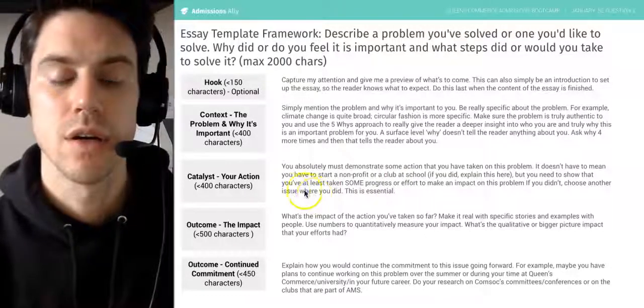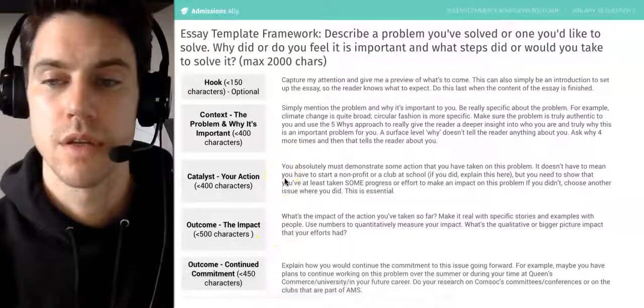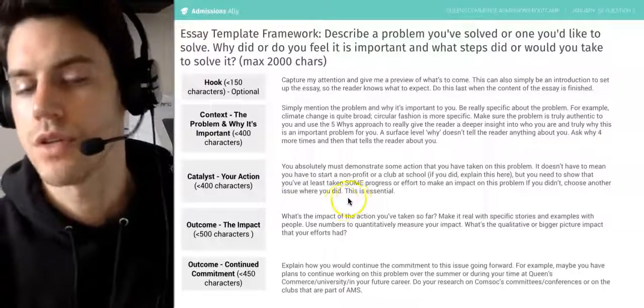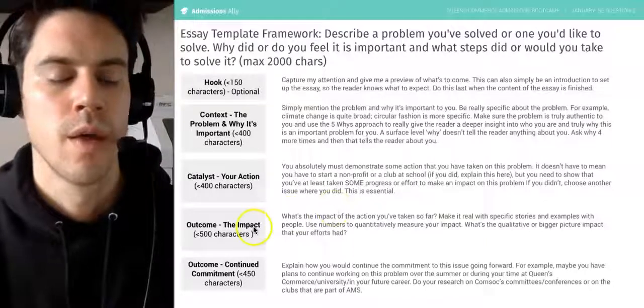This is the action. This isn't the impact. So this is what you did. Describe in detail what you did, what you've done. If you didn't do anything, choose something else. This is really, really essential because the people who get into this program will have done a lot on their problem.